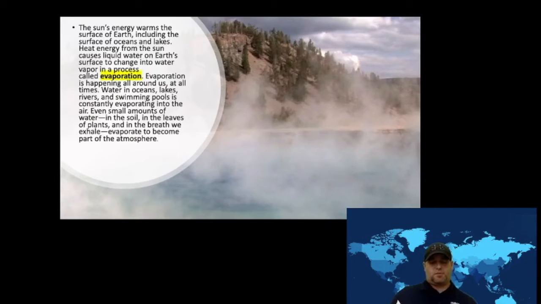The sun's energy warms the surface of Earth, including the surface of oceans and lakes. Heat energy from the sun causes liquid water on Earth's surface to change into water vapor in a process called evaporation. Evaporation is what is happening all around us at all times. Water in oceans, lakes, rivers, and swimming pools is constantly evaporating into the air. Even small amounts of water in the soil, in the leaves of plants, and in the breath we exhale evaporate to become part of the atmosphere.